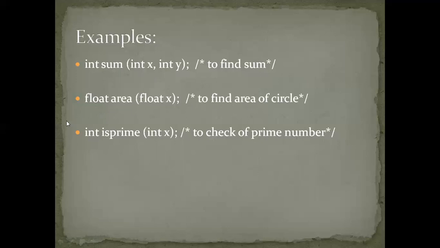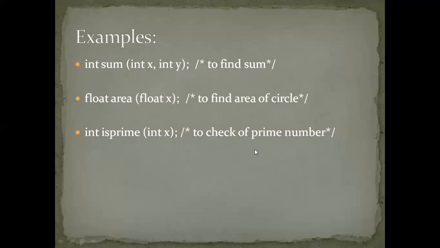Okay, then third example, that is isPrime. To check whether a number is prime, I require one variable, or one number. That is why I'm passing only one argument to this isPrime function. So here int is the return type, isPrime is what? That is the function name, int x is the argument. So this function is to check for a prime number.